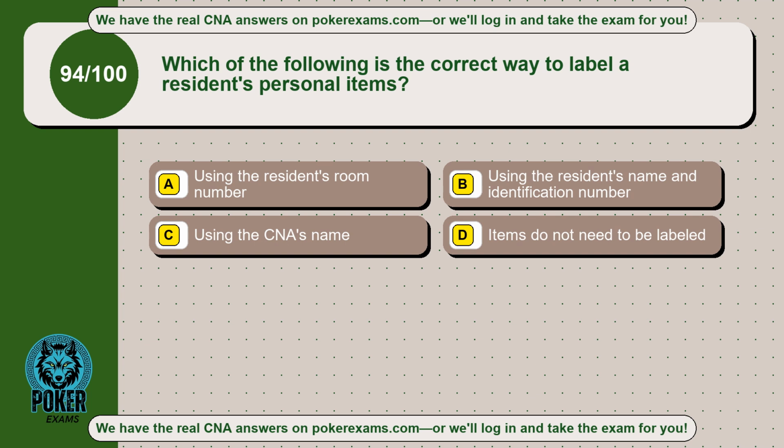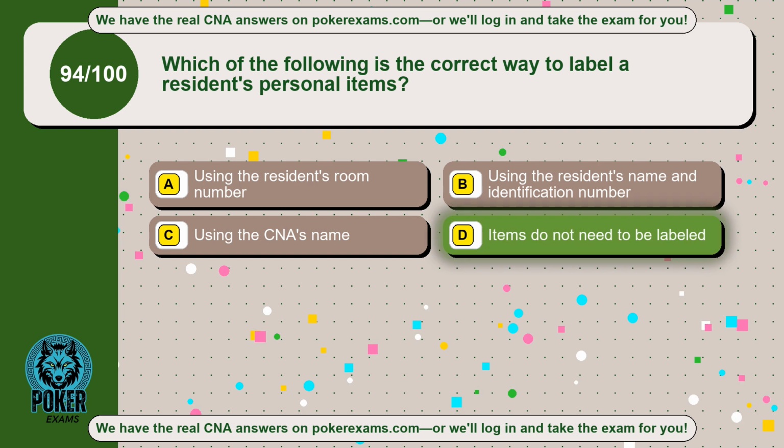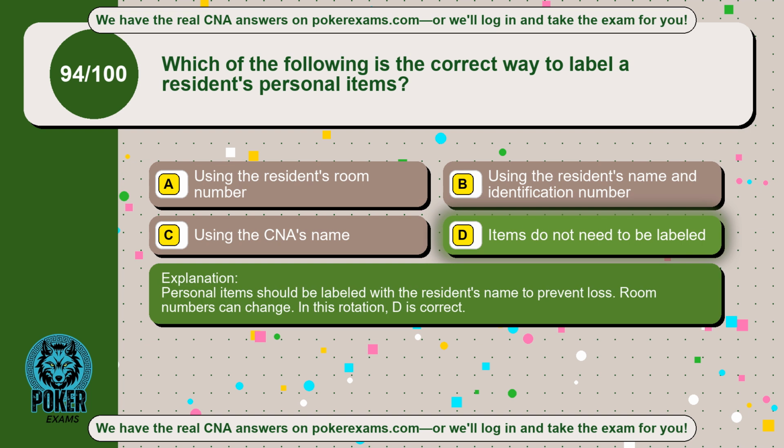Question 94. Which of the following is the correct way to label a resident's personal items? Option A, using the resident's room number. Option B, using the resident's name and identification number. Option C, using the CNA's name. Option D, items do not need to be labeled. The correct answer is option D, items do not need to be labeled. Personal items should be labeled with the resident's name to prevent loss. Room numbers can change. In this rotation, D is correct.